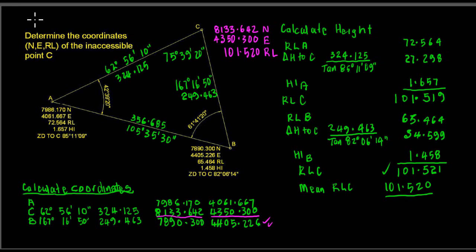So moving right along, we now of course have our triangle fully calculated with bearings and coordinates and distances. So let's do some calculations. We're going to go from A, which we know, to C and back to B, and if that closes up pretty good, we know we're on the right track. So 62, 56, 10, 324.125 to C, and from C to B 167, 16, 50, 249.463, and as I've shown in previous videos, ordinates, coordinates, and calculating traverse coordinates, these are quite easily done.